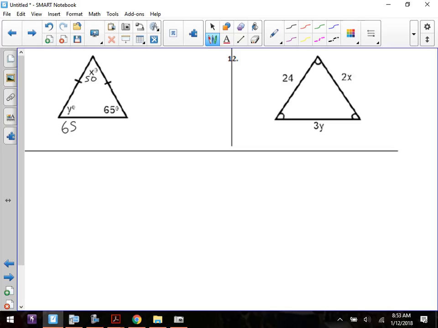12. You are given that you have all three angles congruent, which means all three sides are congruent. So therefore, if one side is 24, they all have to equal 24. So you wind up with some very fast math. 2x has to equal 24. 3y has to equal 24. So you get... And you guys are all going, why wasn't chapter 4 this easy the first time around?